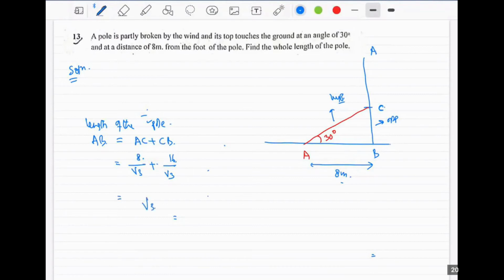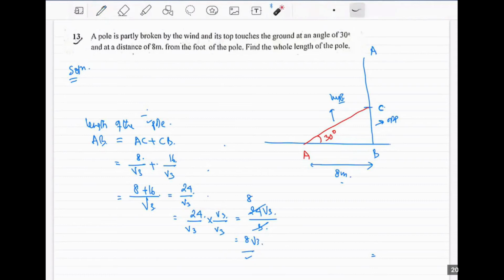Since there is a root 3 common, we can add the numerator 8 plus 16, which will be 24 divided by root 3. And remember, we don't want the radical form in the denominator, so you have to multiply root 3 above, root 3 below. Numerator will be 24 root 3, denominator will be root 3 into root 3, which, as you all know, will be 3. Cancel 3 and 24, we get 8 here. So the final value will be 8 root 3.